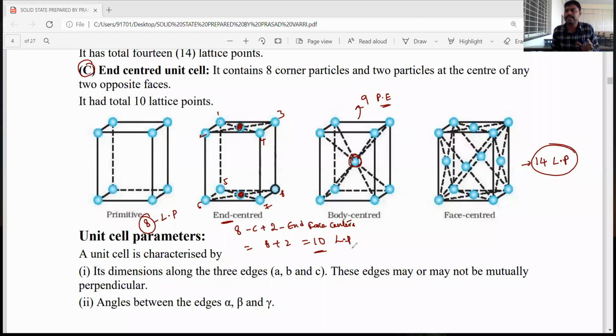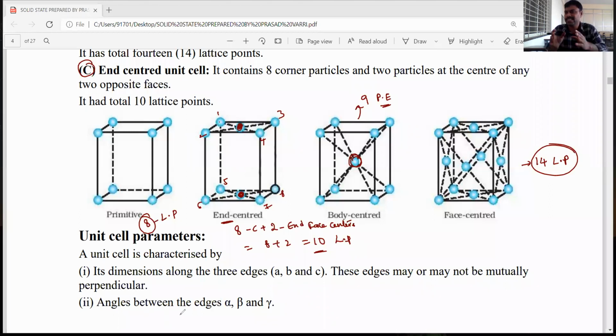Okay, so these are the types of unit cells. Unit cells are divided based on the position of lattice points in the simplest repeating unit. If the lattice points are present only at corners, those are called simple or primitive unit cells. If they are present not only at the corners but also in other positions, those are called centered unit cells. Centered unit cells are again divided into 3 types: body centered, face centered, and end centered unit cells.